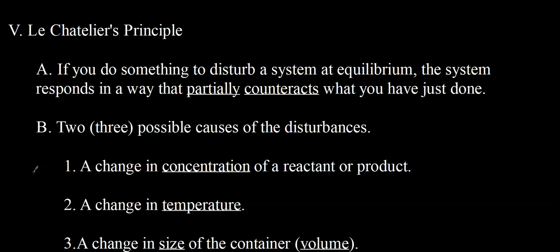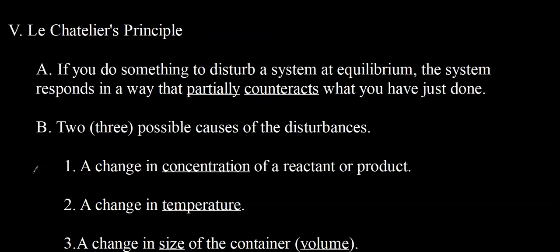If you do something to disturb a system at equilibrium, the system responds in a way that, key word here, partially counteracts what you have just done. So you apply some change, and the system always responds in the opposite way of that change. It will act to counteract the stress, but cannot do so completely, but rather partially counteracts that change.